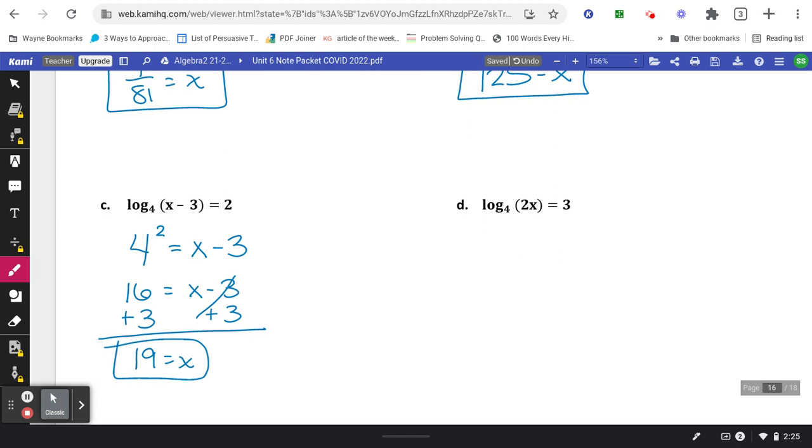All right, part D. Rewrite that first, last, second. Evaluate it first, the exponent, 4 to the third. So 4 times 4 times 4, 64. And then divide by 2. 32.